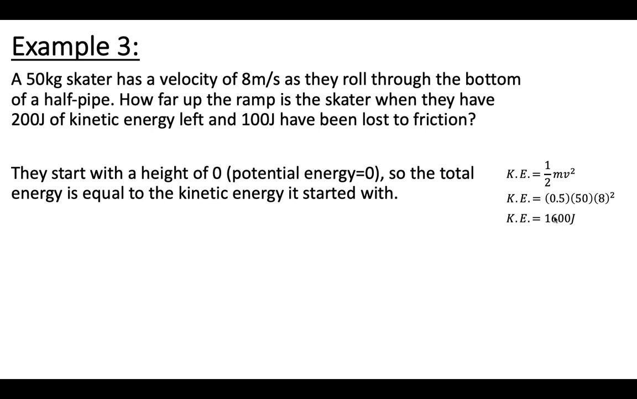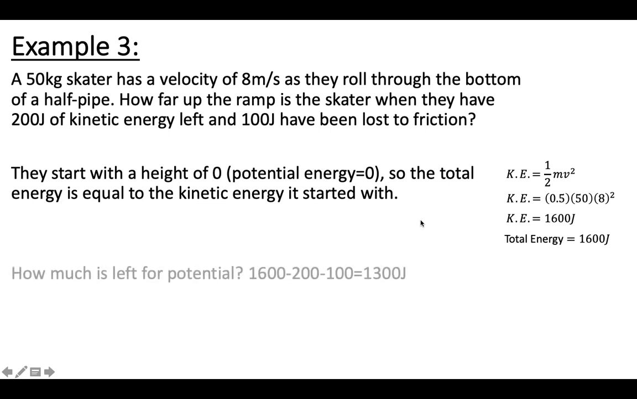Okay, and so like we said, he didn't have any potential energy when this problem started, as he's at the bottom of the half pipe. So that means the kinetic energy and the total energy at the beginning of the problem are the same. Okay, so his total is 1,600 joules. All right, so now we need to know how much of that is going to be in potential. Okay, so 1,600 is the total. We're going to take away 200 because 200, it says, is still in kinetic energy.